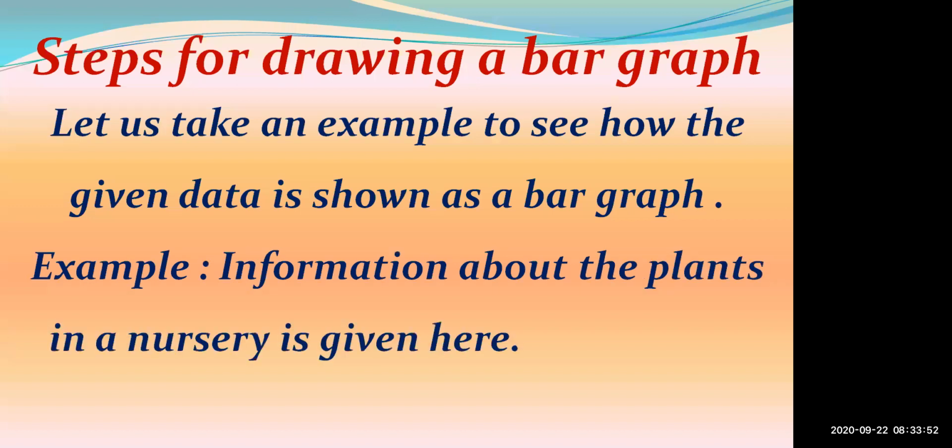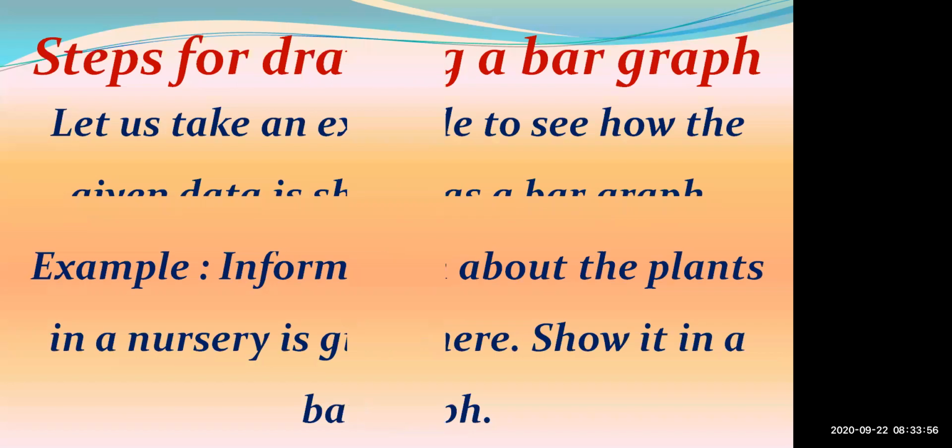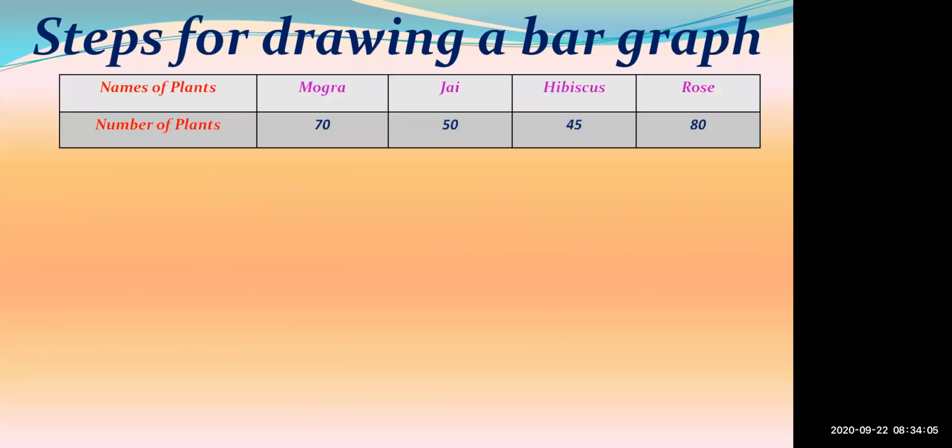So I will show you one example here. According to that example, we will draw our bar graph. See now, steps for drawing a bar graph. One piece of information is given here in this table: names of plants and number of plants. You can see the plants here: mogra, jai, hibiscus and rose. And how many plants are there? Mogra, the quantity is 70, jai, the quantity is 50, hibiscus is 45.